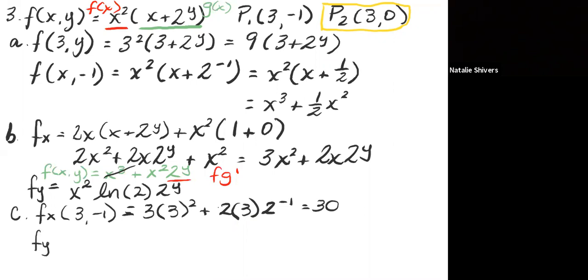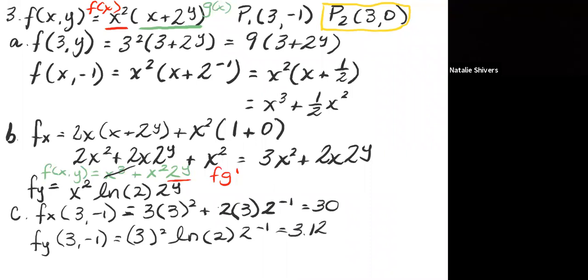Then we're going to do the partial with respect to y of 3, -1. So I get 3 squared, natural log of 2, 2 to the -1, and I'm going to round this to the nearest hundredth, so I get 3.12. Okay, let me mark these again for you. So I did red on the other page of this one, and I believe I did blue on the other page of this one. If not, it is now.